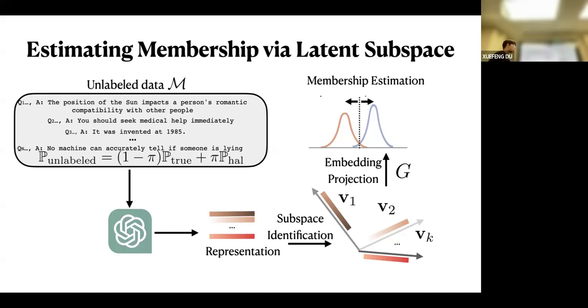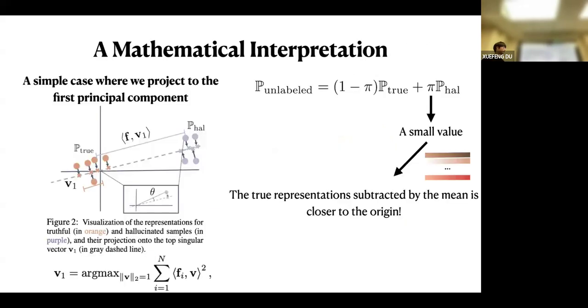And we hope there's a separation in this score space. But you might be wondering why there should be a separation within the scores, right? So here we actually provide a very simple mathematical interpretation based on our membership estimation score.